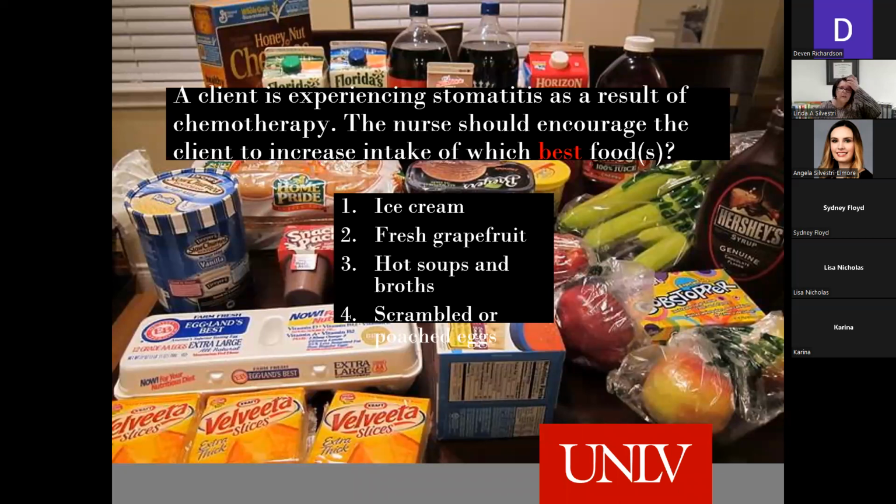A client is experiencing stomatitis as a result of chemotherapy. The nurse should encourage the client to increase intake of which best foods? Ice cream, fresh grapefruit, hot soups and broths, scrambled or poached eggs.